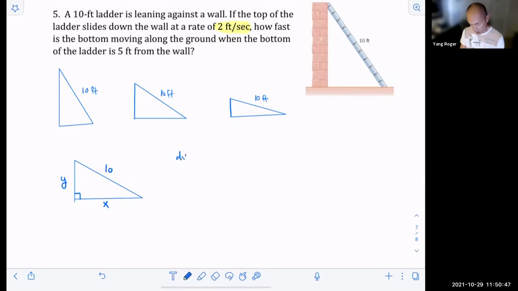I almost want to put dy dt is equal to 2 feet per second. Why do I say almost? Why don't I just write 2 feet per second? It slides down, so it's negative because y is getting smaller and smaller. That is exactly right. I'm happy now.